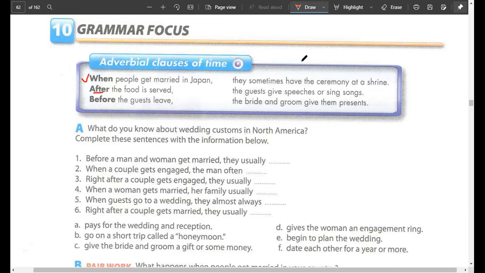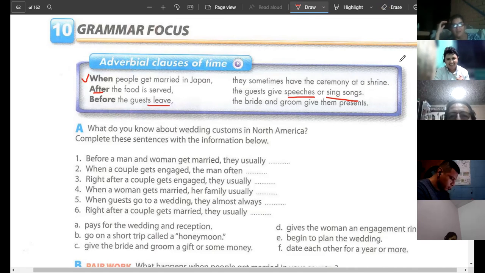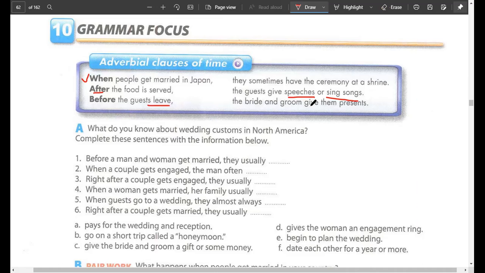So remember, after the food is served, the guests give speeches or sing songs. Es decir, que después que hayan servido, es donde dan discursos, o cantan canciones, hacen un karaoke, right? They do a karaoke. Okay, before the guests leave, antes que los invitados se marchen, tienen que dejar, ¿verdad? Regalo de sobre. Good, all right? So the bride and groom give them presents. Pero aquí es al revés, it's the other way around. La novia y el novio, es decir, los novios, les dan regalos, right?